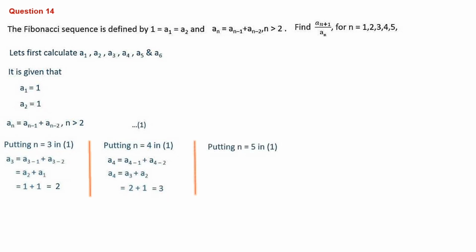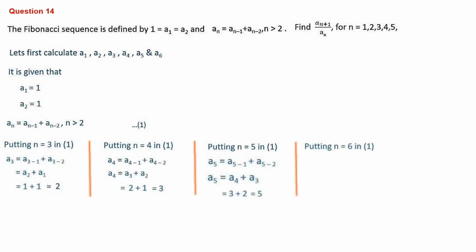Next is n is equal to 5. a5 is equal to a5 minus 1 plus a5 minus 2. So 5 minus 1 is a4, plus a5 minus 2 is a3. a4 is there with us, 3. Then a3 is there with us, 2. So 3 plus 2 is equal to 5.